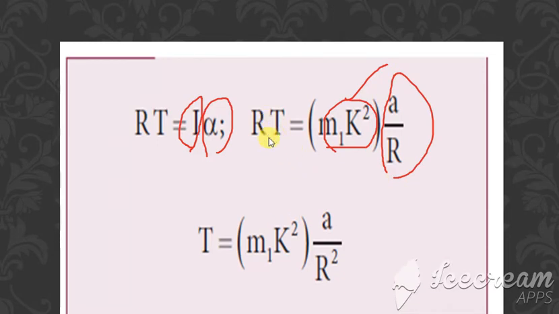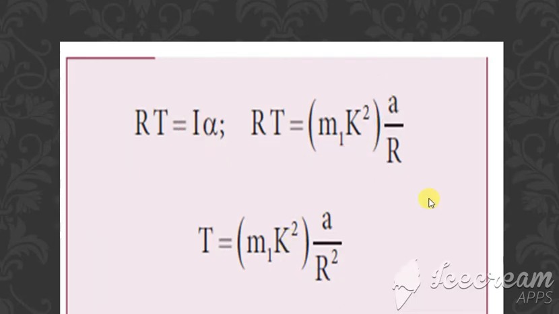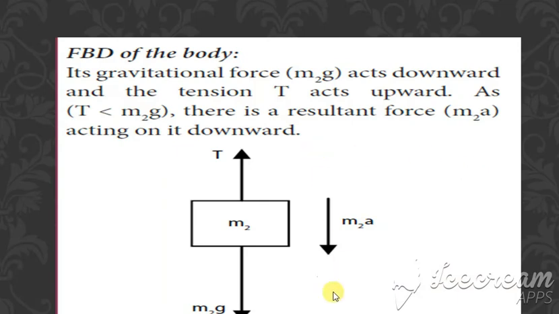Now have this T alone here, R we are bringing down. So we get m1 k square into a divided by r square. Then considering the second body, we have the body M2. That object has a tension T which is acting in the upward direction, and M2G. This is because of the gravitational force.